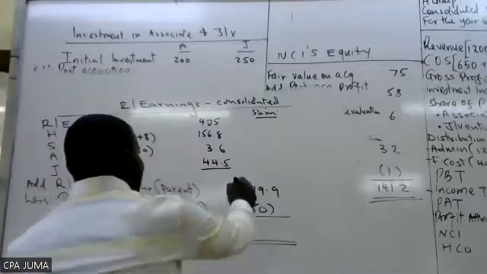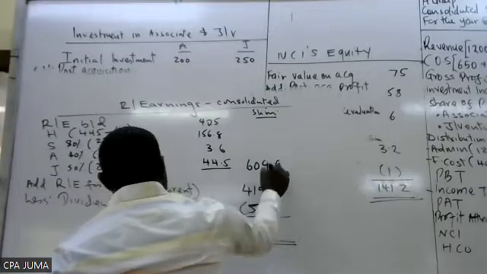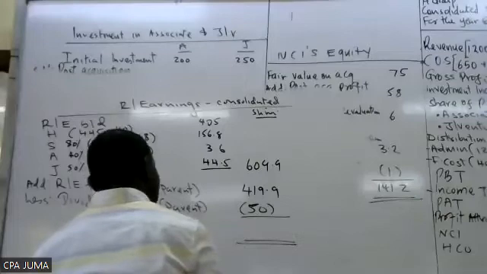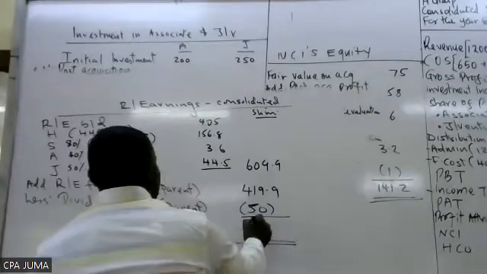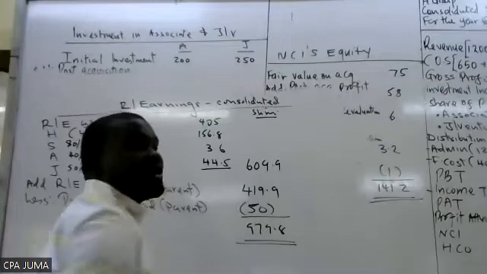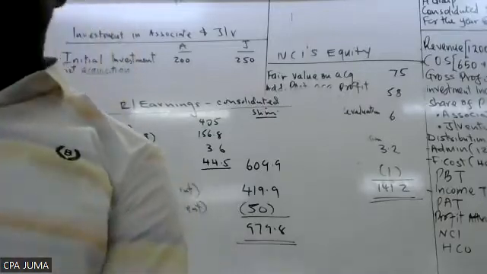But to get the total brought down, so that we get the total figure. So total brought down comes to 609.9. 419,950, you get 979.8. Confirm, then we start our balance sheet.